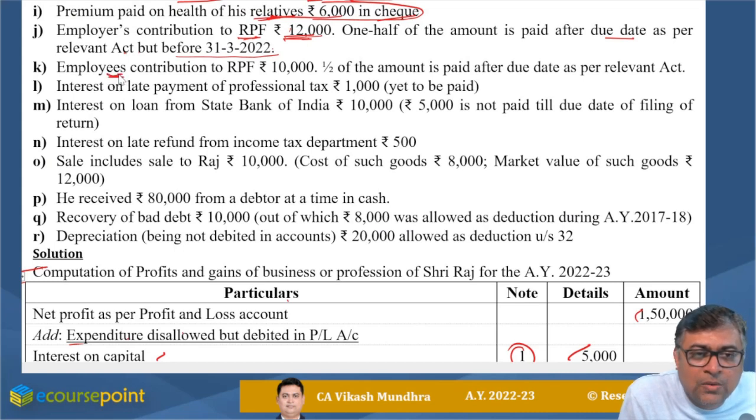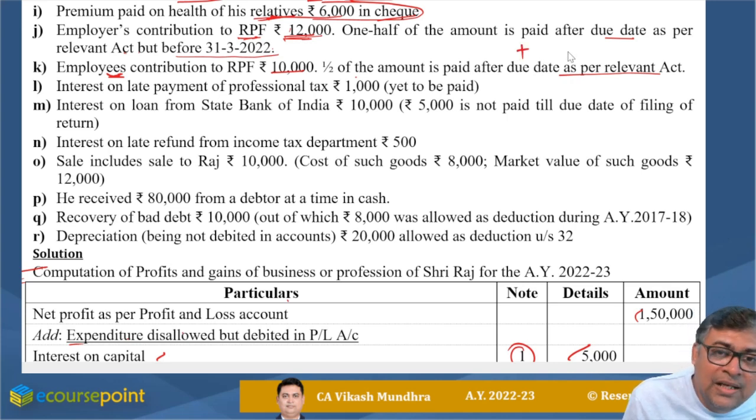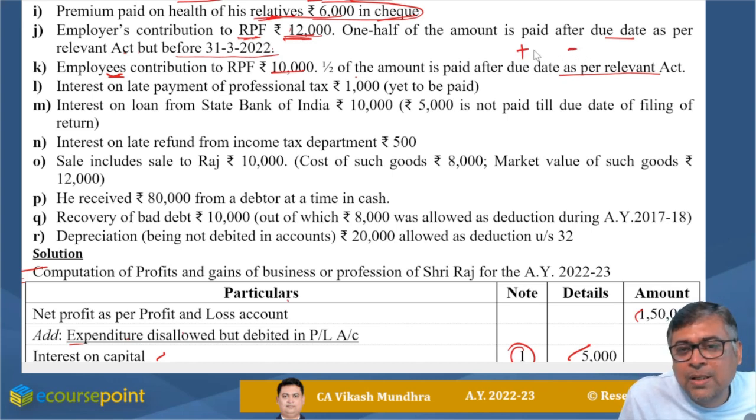Now comes the employees' contribution to RPF, rupees 10,000. Half of the amount is paid after the due date as per the relevant act. In case of employees' contribution, when you got the money, it will be treated as your income, and if you paid within the due date of the relevant act, a corresponding deduction is available. So if this is 10,000, then when you got the money from your employee, your income would be considered as 10,000. When you paid the money within the due date as per the relevant act, you will get a corresponding minus.